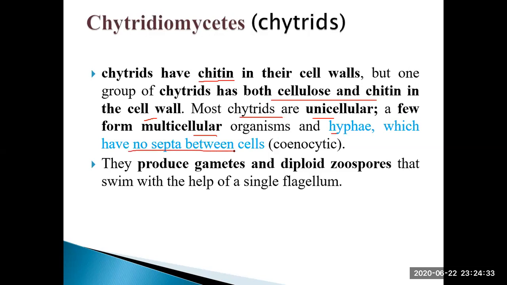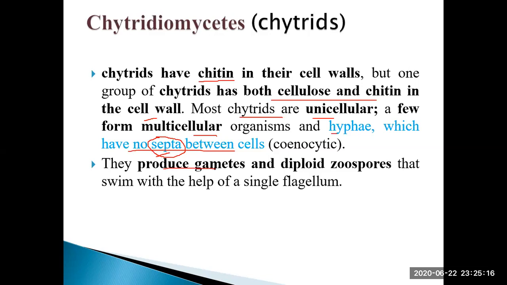Here they have hyphae, but there are no septa between cells. Septa between cells means there will be no division. Septa means the cell is divided by some segment, and in that segment there are some pores. Through those pores, cells take all the nutrients, sometimes fluids, and sometimes even cytoplasm is present at that septa. This type of hypha without septa is called coenocytic. If septa or divisions in the cell wall are present, that is called septate hyphae. But chytrids contain coenocytic hyphae.